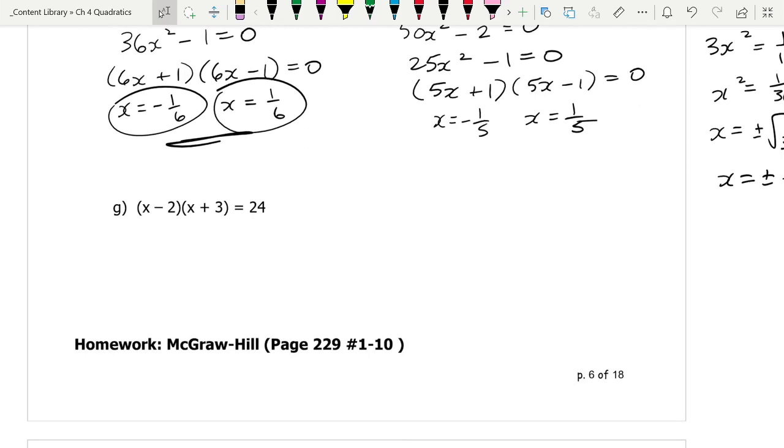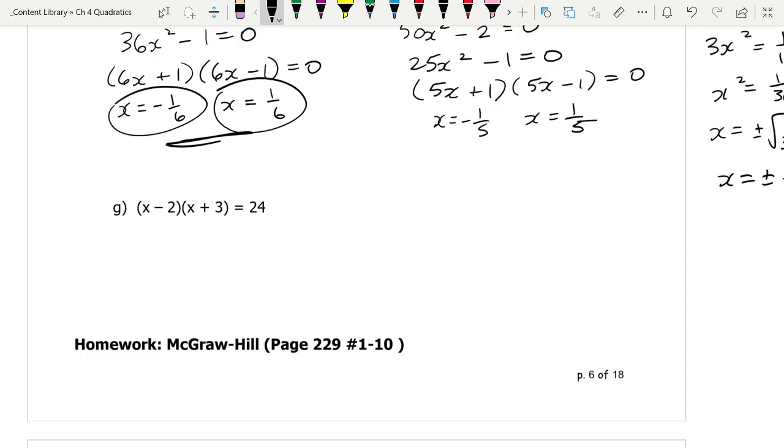Oh, this one's no fun. It's factored for me already. Oh, but wait a minute. See the problem with this one? This side isn't 0. So I can't just guess. Oh, I could start guessing what the factors of 24 are, but there's kind of a lot of them. What should I do? What are you thinking?